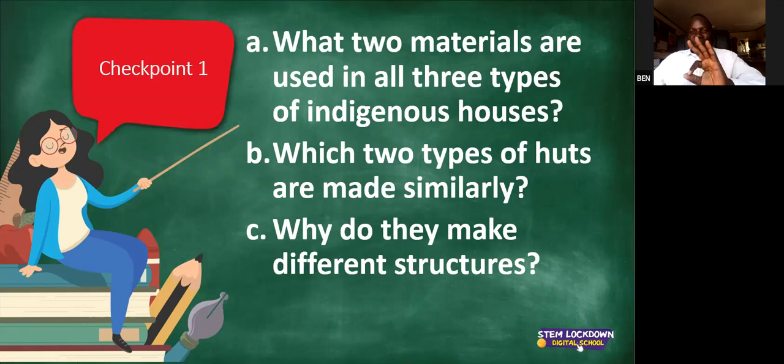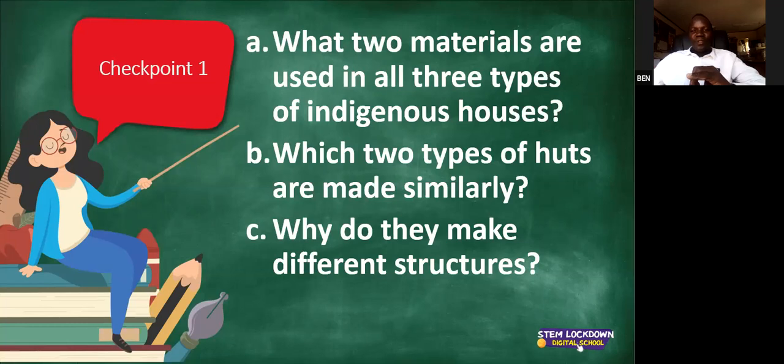Only two. I want two which are made similarly, which are the same in terms of the shape and nearly the same materials. Do you have the answer for that? Yes, it's the Zulu house. The Zulu house and the what? Look at those four pictures. You will see that.